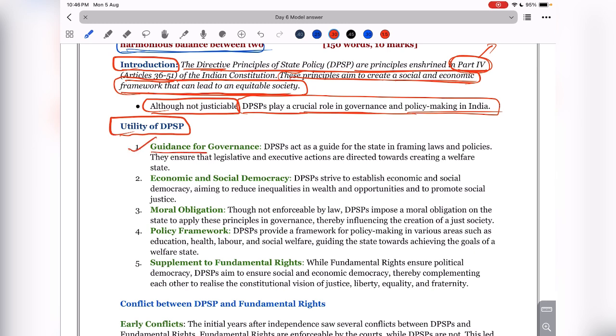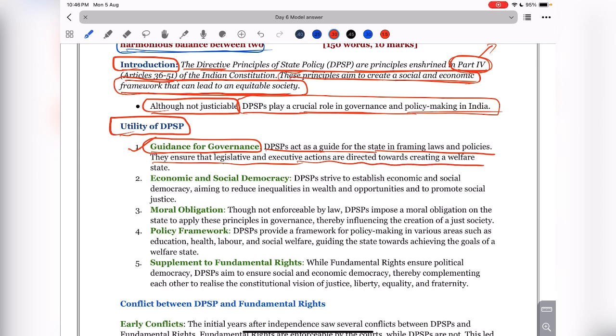Okay, DPSP act like a compass, like a navigation tool. DPSP act as a guide for the state in framing the law and policies. They ensure that the legislative and executive action are directed towards creating a welfare state.